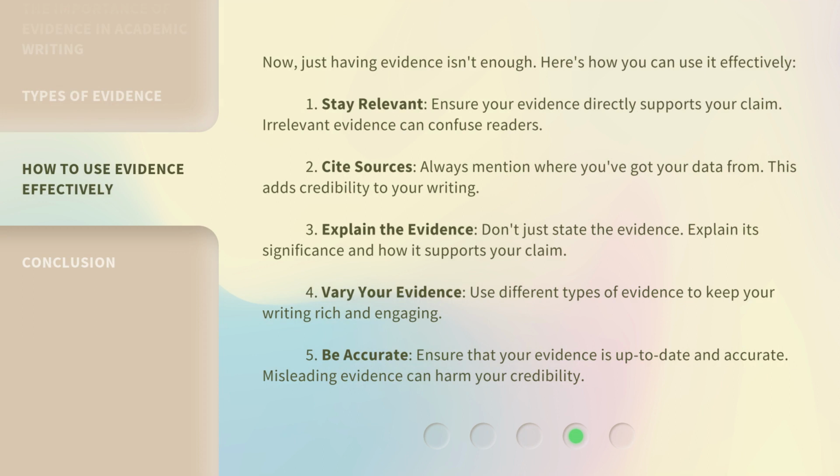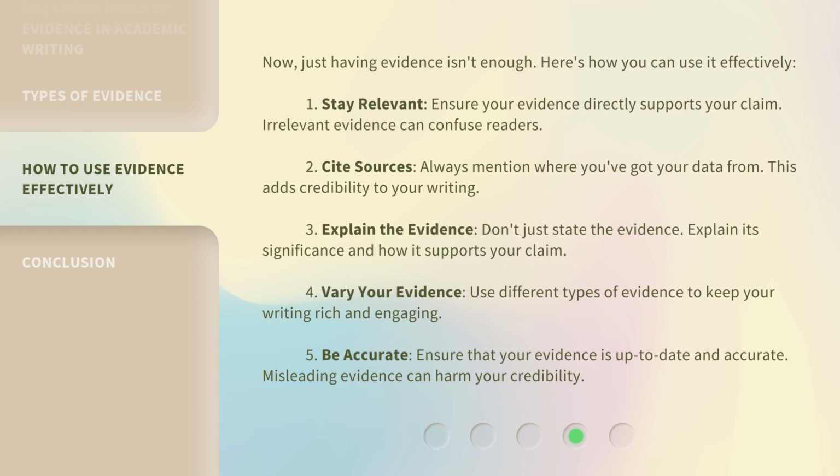Now, just having evidence isn't enough. Here's how you can use it effectively. 1. Stay relevant. Ensure your evidence directly supports your claim. Irrelevant evidence can confuse readers. 2. Cite sources. Always mention where you've got your data from. This adds credibility to your writing.